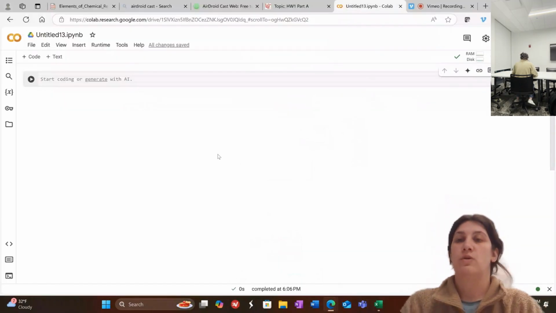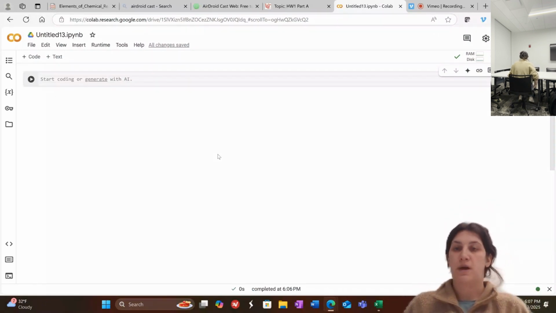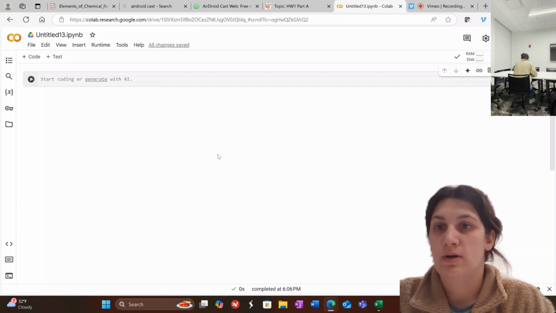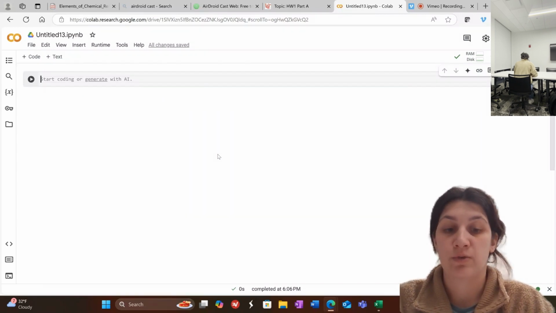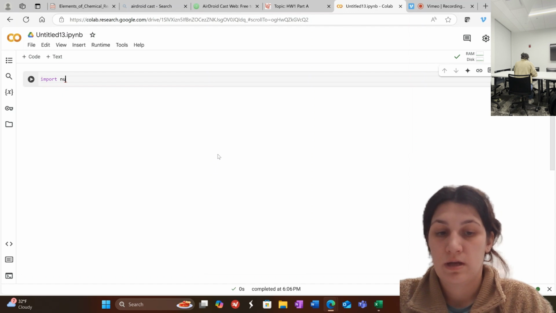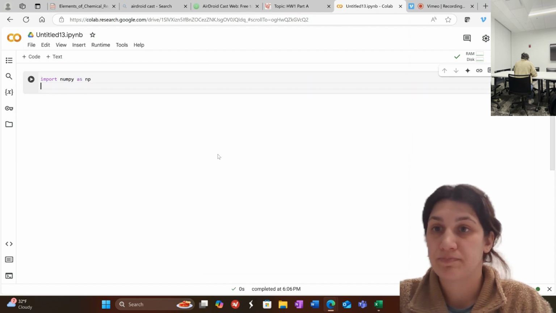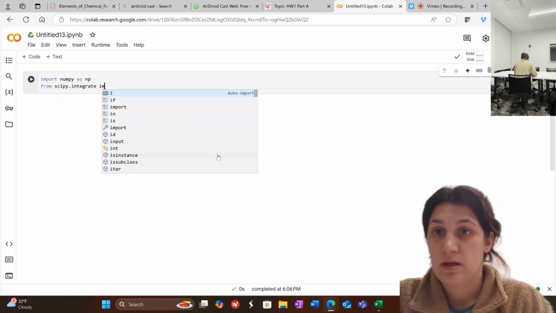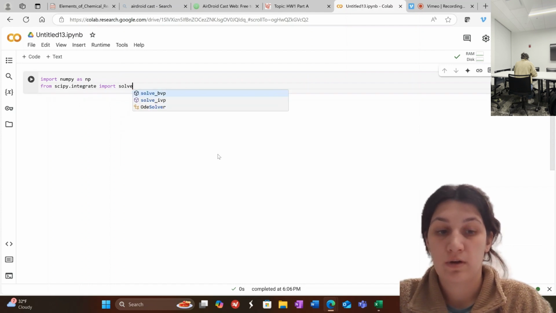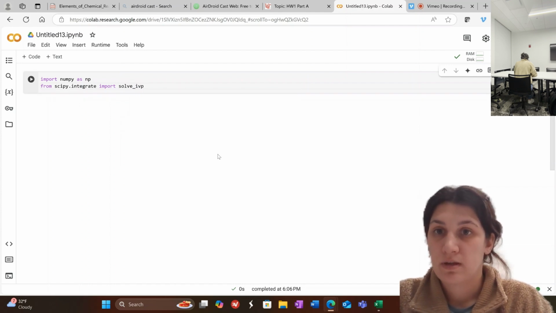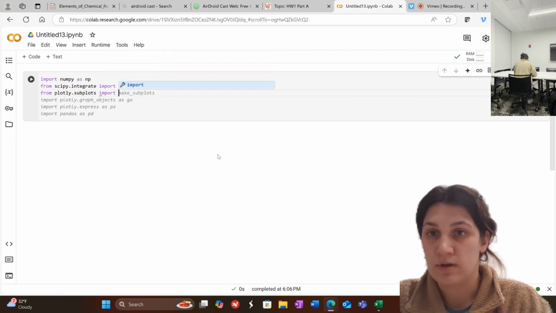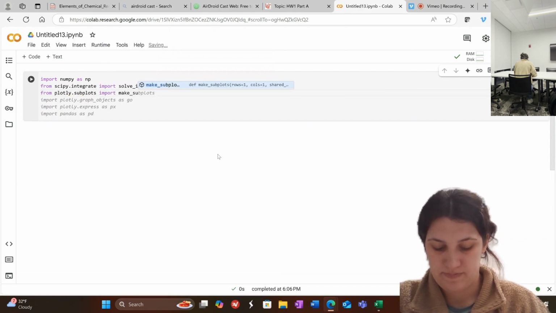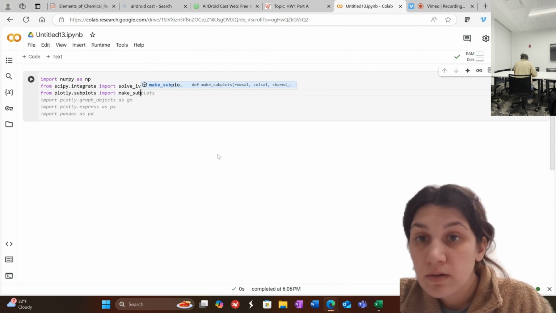Now we are ready to solve this differential equation in Python. So I'm going to start by importing the libraries that we'll need. I'm going to import numpy as np, from scipy.integrate import solve_ivp, and from plotly.subplots import make_subplots.